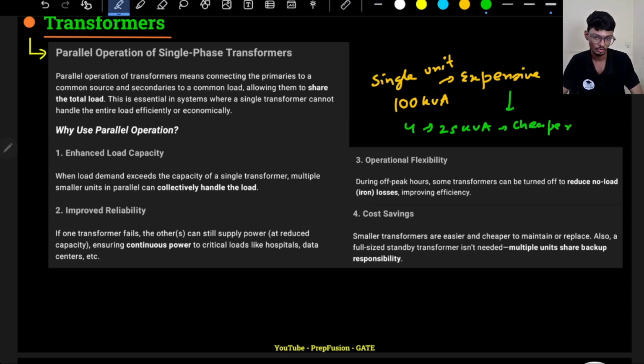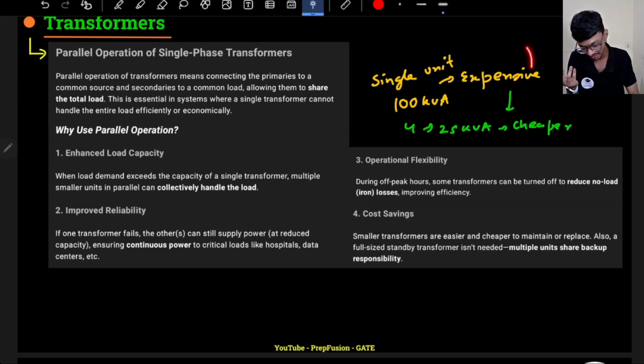100 kVA transformer. Also, there is much better reliability, right? If this transformer for some reason gets damaged, the whole 100 kVA is lost. But here, even if one transformer is damaged, 75 kVA is still there. That is why cost saving.